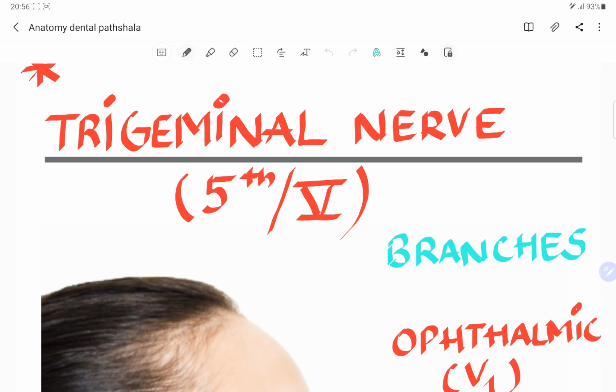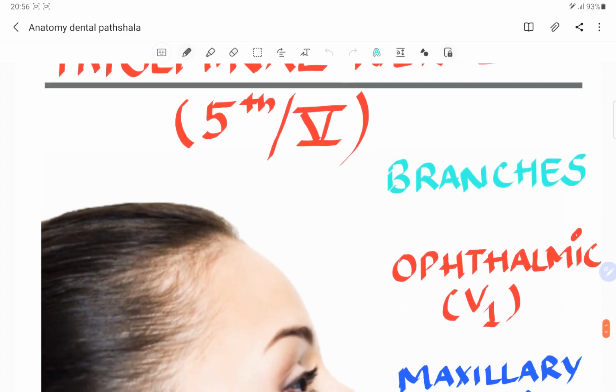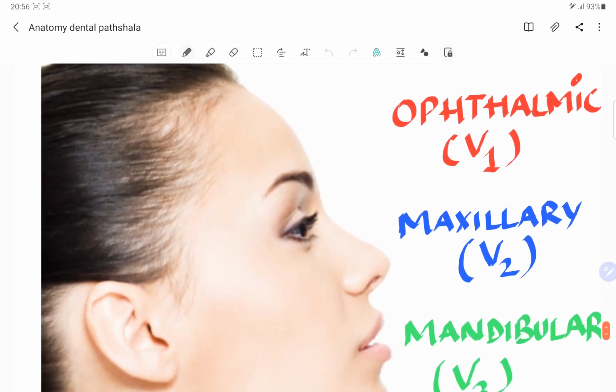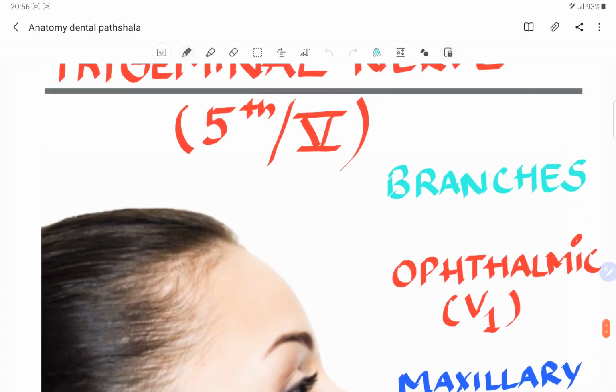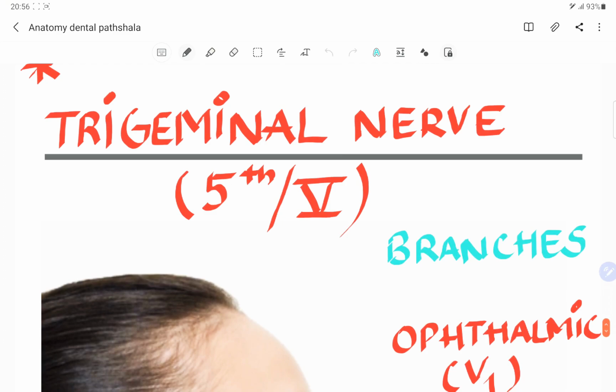Today we'll be talking about the fifth cranial nerve, which is the trigeminal nerve. Now the fifth cranial nerve has got three branches: the ophthalmic division, maxillary division, and the mandibular division. So it has got three branches. So you can remember it, tri means the three.